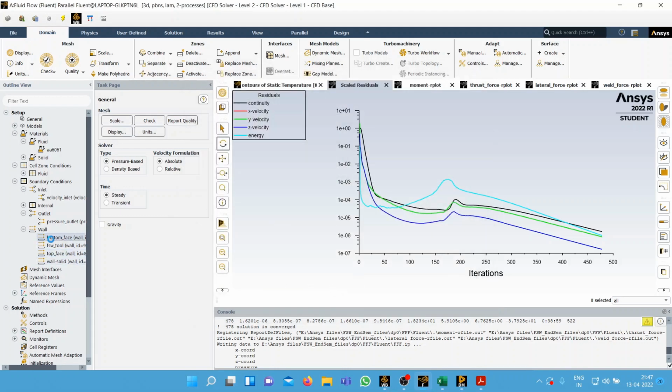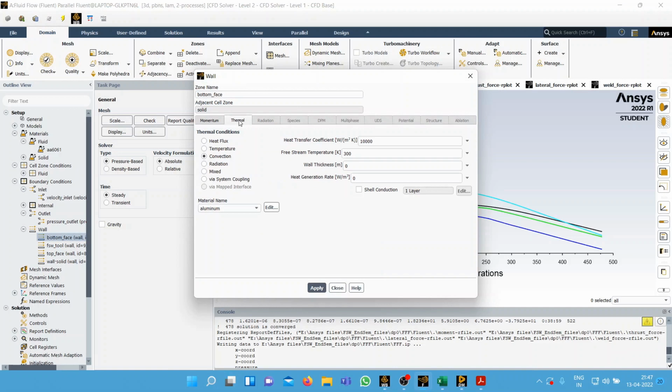Wait, in this case, the heat transfer coefficient considered in the bottom face is around 10,000 watt per meter square Kelvin. It is because here the temperature will be very high, so the heat transfer rate is also going to be very high. So the H value, that is the coefficient, I have taken as 10,000 watt per meter square Kelvin.